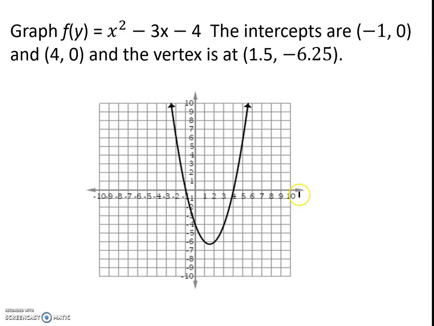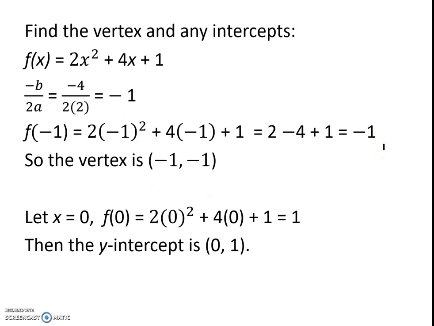We're asked to graph that function, x squared minus 3x minus 4. Well, we figured out that the intercepts are at negative 1, 0, which is right here, and 4, 0, which is right here. The vertex is at 1.5, negative 6.25, which is right here. So that is the graph of our x squared minus 3x minus 4.